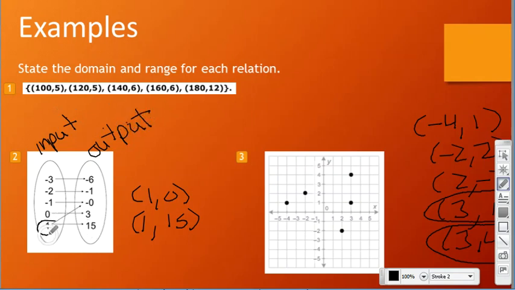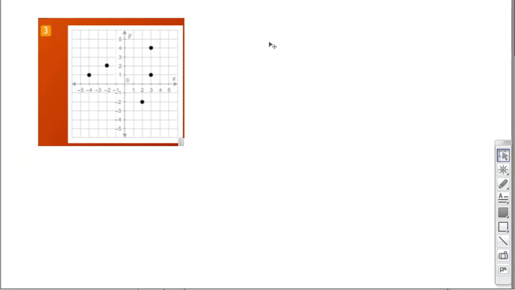And this input right here has more than one output. Okay, let's go ahead and look at the next example. Okay, so for this example, we have a graph. Let's go ahead and list the ordered pairs in this graph. And we already did this on the other example.